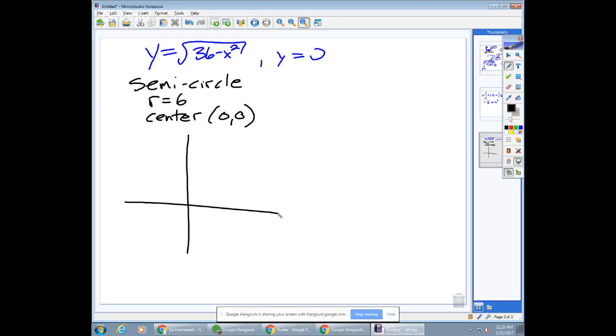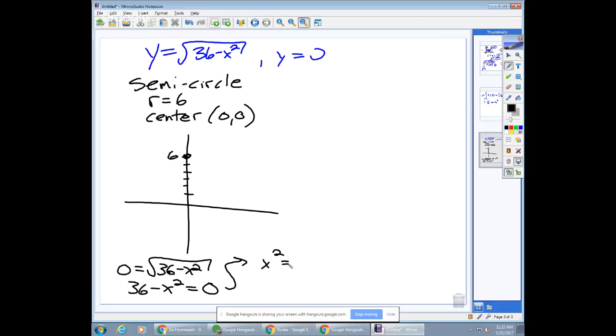Let's see, if x is 0, then y is the square root of 36, which is 6, right? 1, 2, 3, 4, 5, 6. So I have a point up there. And if y is 0, then I get square root of 36 minus x squared equals 0. And sometimes we have to do some algebra. Squaring both sides, I get 36 minus x squared equals 0. Bringing the x squared over to the right, I get x squared equals 36, and taking the square root, x equals plus or minus 6.